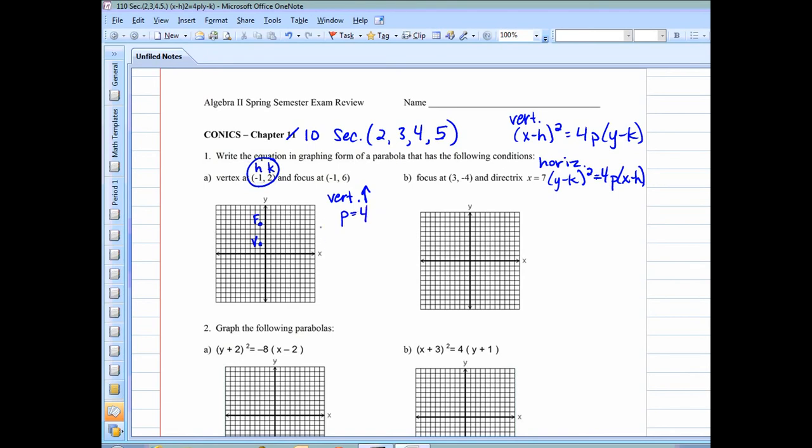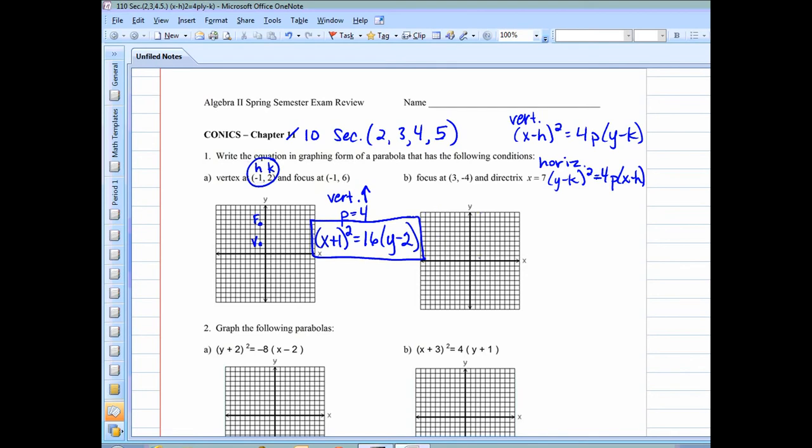So to write our equation, we're going to have the vertical. So we have x minus, and so x minus a -1, which is x plus 1, squared equals 4 times p. Well, p is 4. 4 times 4 is 16, times the quantity y, and then minus the k value, which is a 2, and that is our equation.